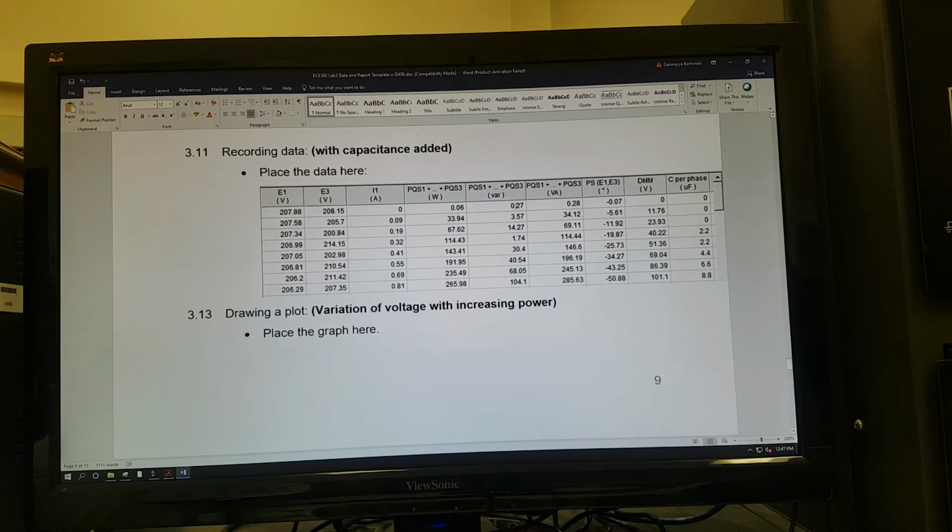What is the power here? The power is not much there. But as the power increases, the voltage profile can be improved by adding the capacitance. You can see that the sending-end voltage is 207, and the receiving-end voltage is around 206. Even though the difference is not much, we will have a voltage drop.